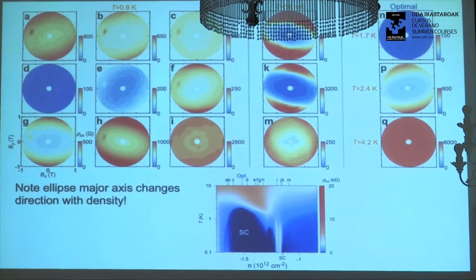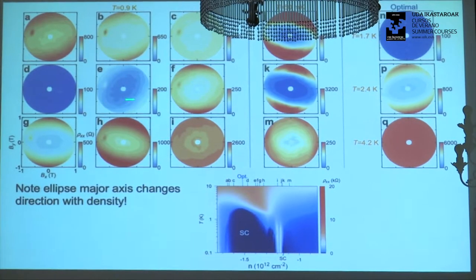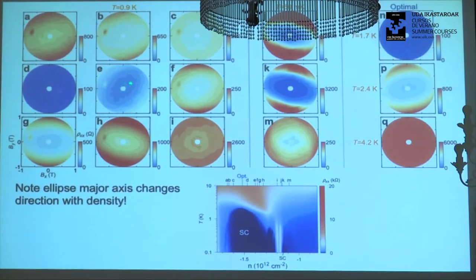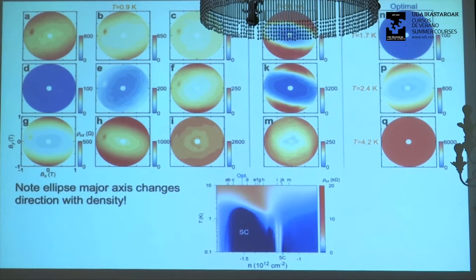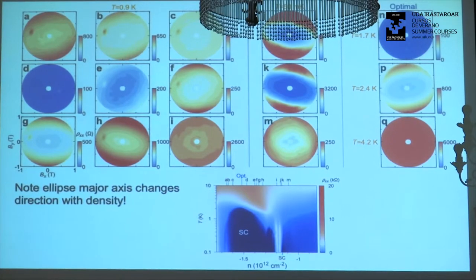There's a lot of information here. What I want you to pay attention to is the following. As I go from B, C, E, F to G, H, you see that here the ellipse is oriented in this direction. Here in H, the ellipse is oriented in this direction. There's a rotation. It's actually a flip of the major axis of the ellipse. I'll come back to that in a moment.